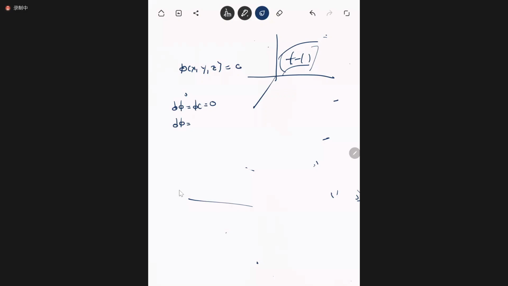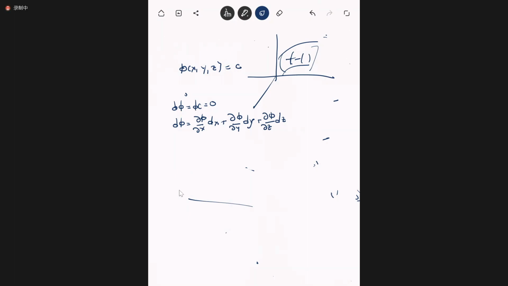But what about d phi? How can I write it? Can I write it this way? Partial of phi with respect to x dx, plus partial of phi with respect to y dy, plus partial of phi with respect to z dz. The answer is yes. I don't know how much exposure you had to vector calculus, but it pretty much starts from there. It's one of those fundamental theorems of vector calculus.